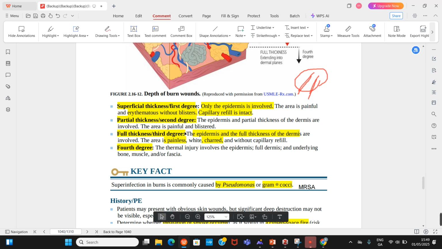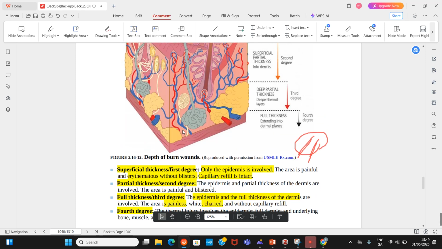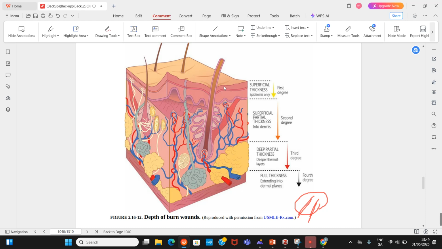So if we say that someone is having a superficial burn injury, that means that it is only the epidermis that's taken off. So that area is going to appear red, that's all, and there's going to be pain.